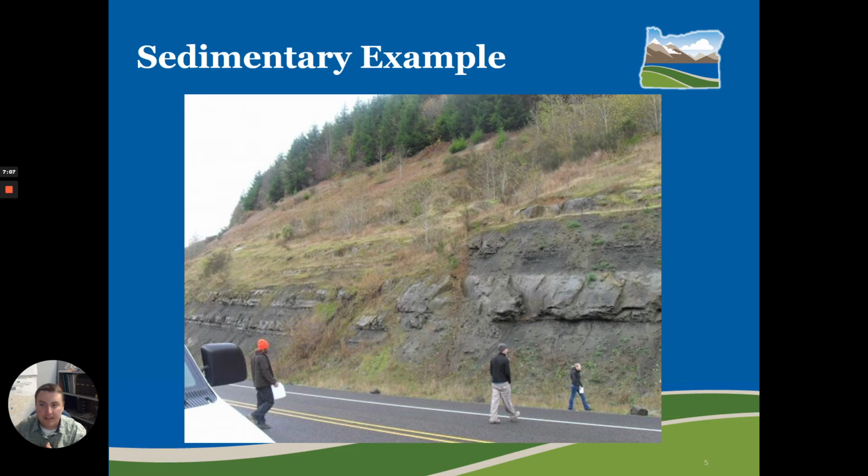So each band is likely a discrete event of slope failure. So each time you're seeing a different layer, those are different events that are taking place. They didn't necessarily all occur simultaneously.